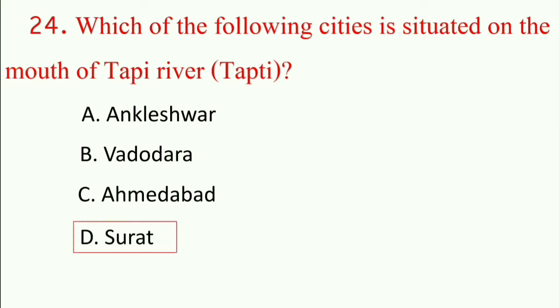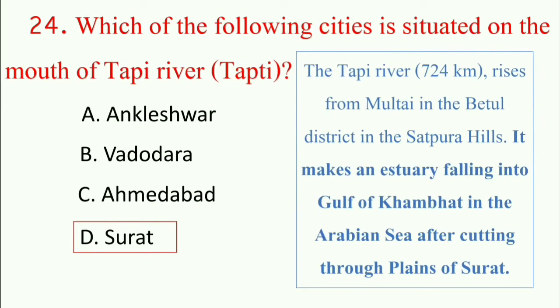Answer Surat. The Tapi River, length 724 km, rises from Multai in the Betul district in the Satpura Hills. It makes an estuary falling into Gulf of Khambhat in the Arabian Sea after cutting through plains of Surat. So the right answer is Surat.